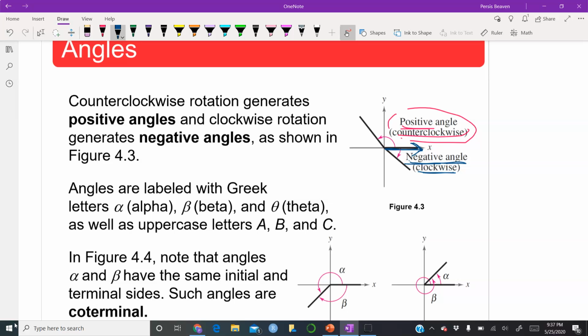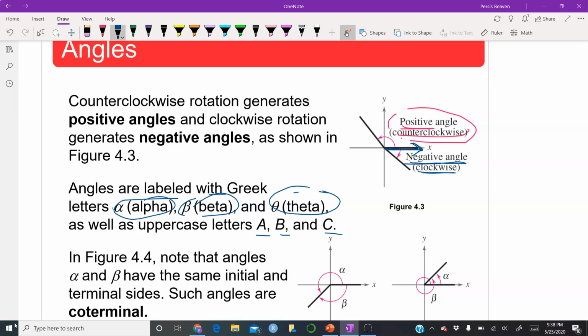So to denote angles, we use Greek letters, and the most commonly used are alpha, beta, and theta. Also, we will be using uppercase letters such as A, B, C. Those are the most commonly used.